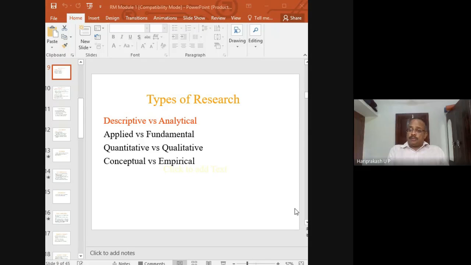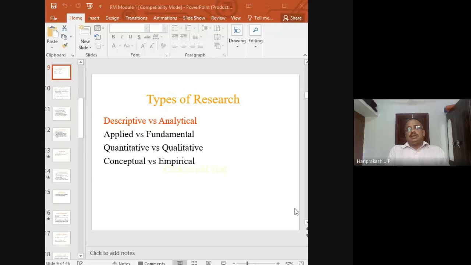So tomorrow, if you want to build your career in research, you can. You may be employed in a research agency. There are multinational research agencies where they continuously do research. Their job is to do research. There is no manufacturing.